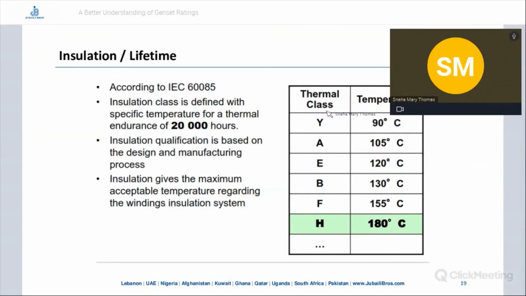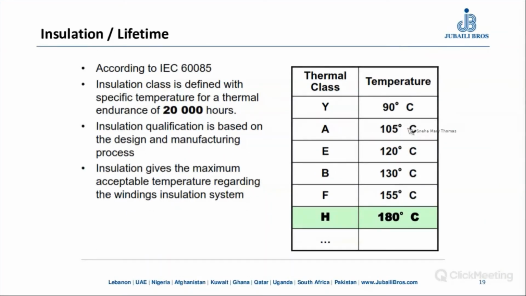For class Y, the maximum allowable temperature is 90 degrees Celsius. For class A insulation class, it's 105 degrees Celsius. For class E, it's 120 degrees Celsius. For class B, 130 degrees Celsius. For class F, 155 degrees Celsius. And finally, for class H, 180 degrees Celsius, which is the most common one and is used by most of the manufacturers.